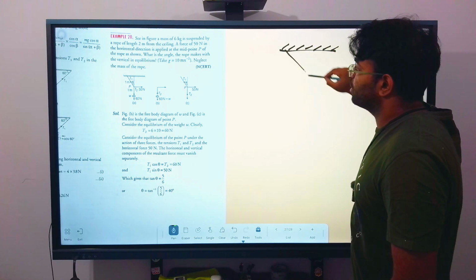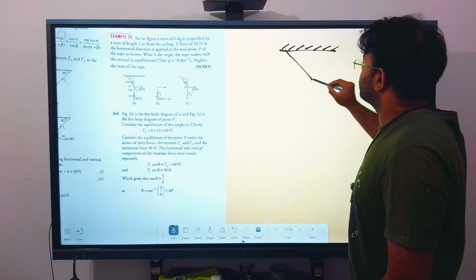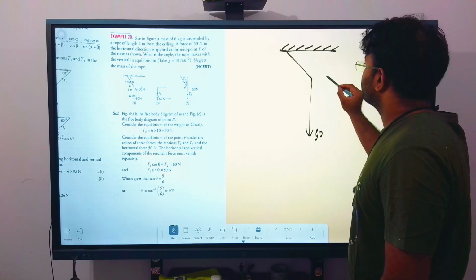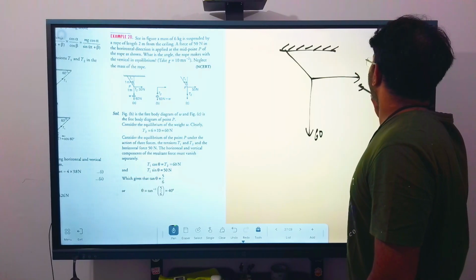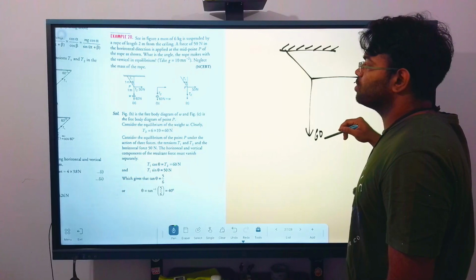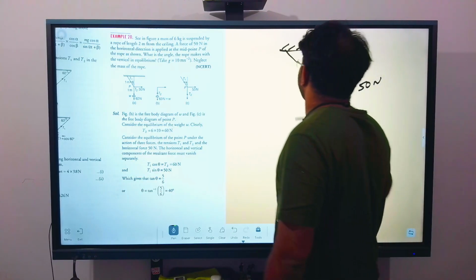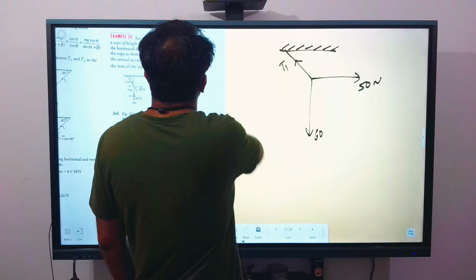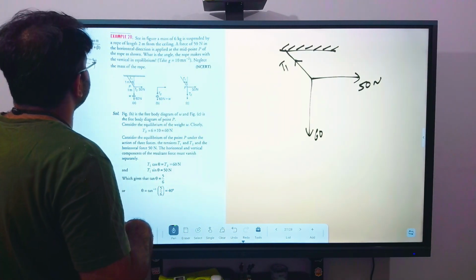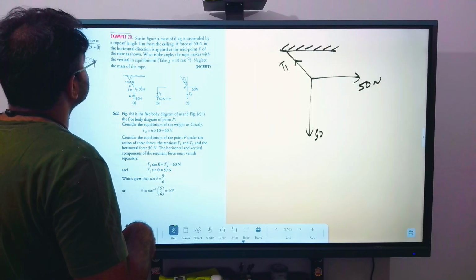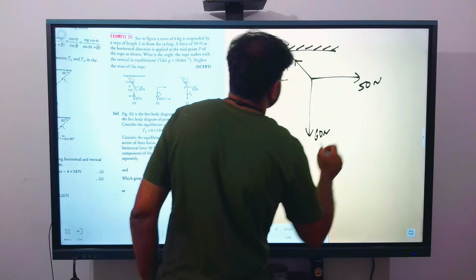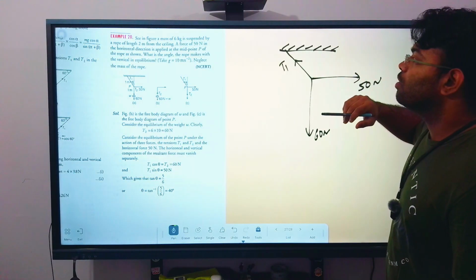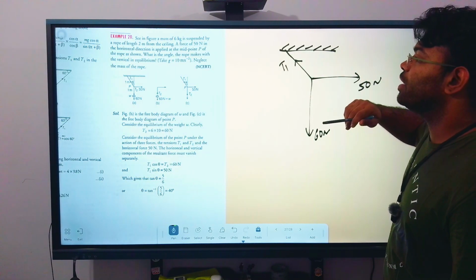There is tension here. There is a downward force of 60 newtons. There is a force like this of 50 newtons. This is T2, this is W, and we have to find the value of T1. This is T1, and this whole system is in equilibrium, and we have to take the value of g as 10. So we have 60 newtons in the downward direction. They haven't given us the value of theta.